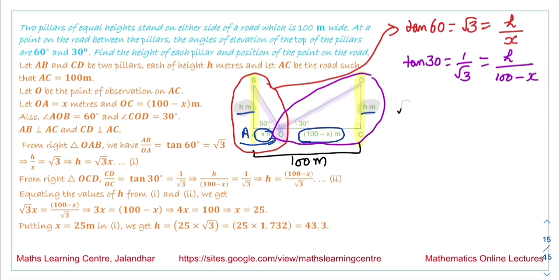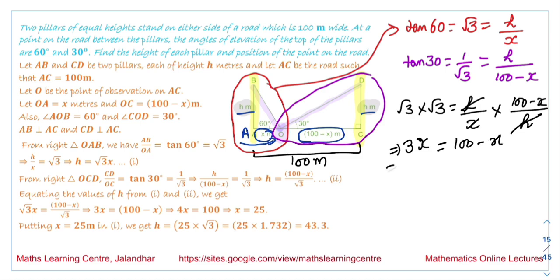If we divide these two equations, we get root 3 into root 3 is equal to h by x into 100 minus x over h. These two h get cancelled and what we get is 3x is equal to 100 minus x. So this gives us 4x is equal to 100, which gives x is equal to 25 meters. X is 25 meters means this point O is 25 meters away from one of the towers.